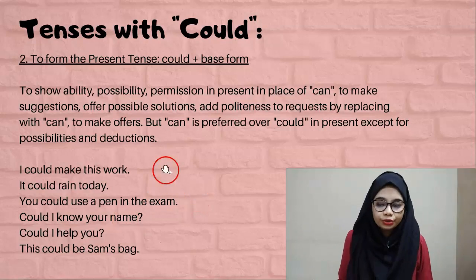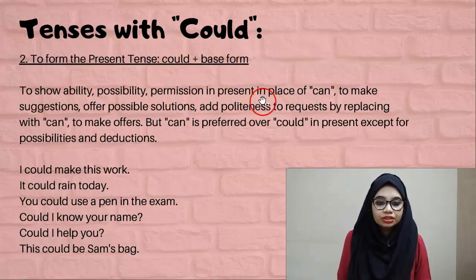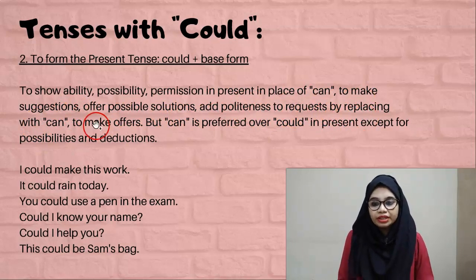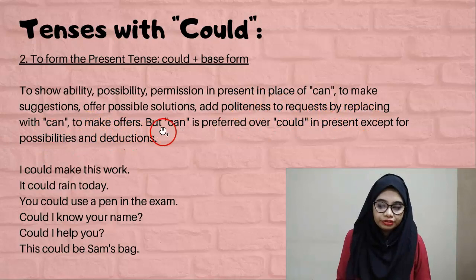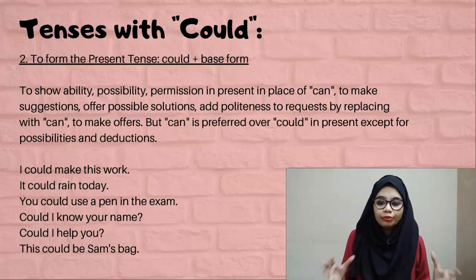Tenses with could. To form the present tense, you can just use could plus base form of the verb to show ability, possibility, permission in present in place of can, to make suggestions, offer possible solutions, and politeness, to add politeness to requests by replacing with can, to make offers. But can is preferred over could in present except for possibilities and deductions.